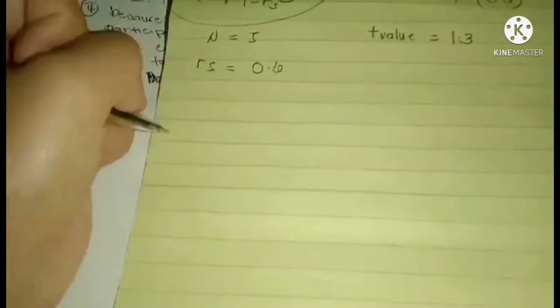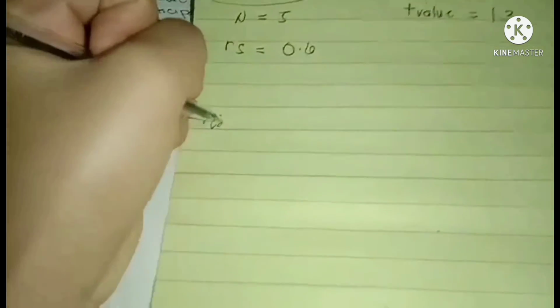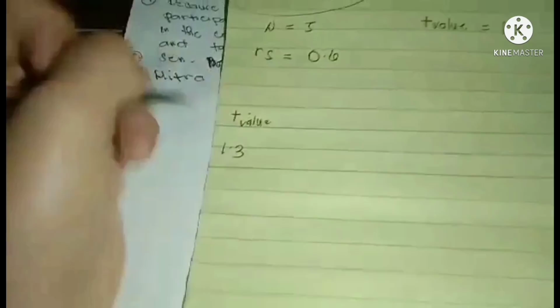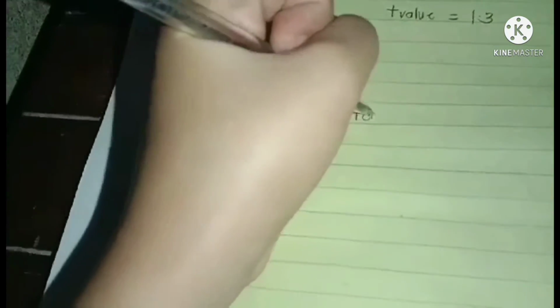So we compare the t critical and the t value. My t value is 1.3, and my t critical is 5.8.